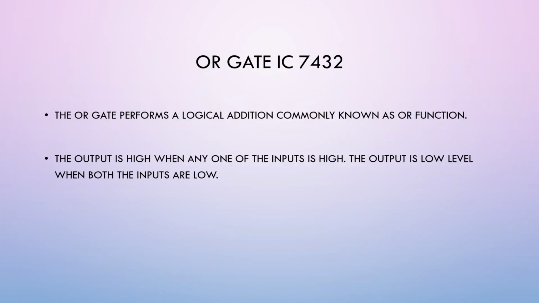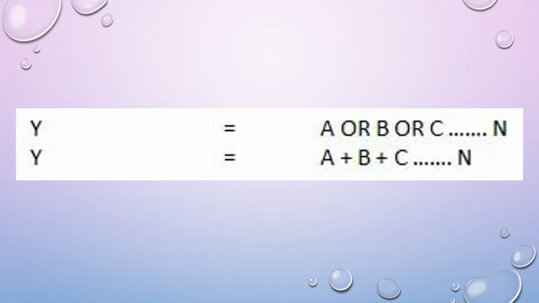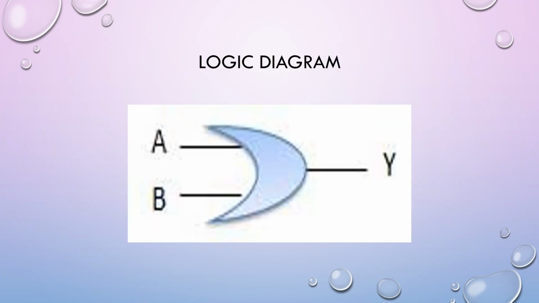OR gate, IC number 7432. The OR gate performs a logical addition commonly known as OR function. The output is high when any one of the input is high. The output is low level when both the inputs are low. This is the formula for OR gate. This is the logic diagram of OR gate, where A and B are inputs and Y is the output.